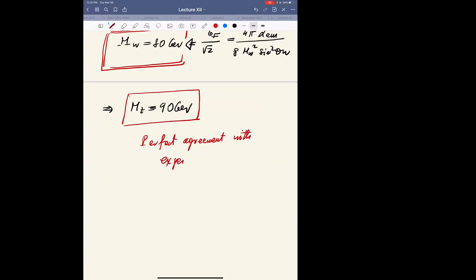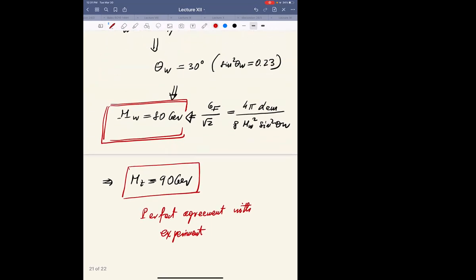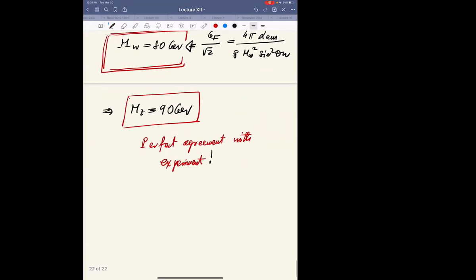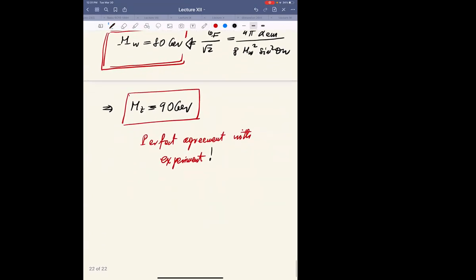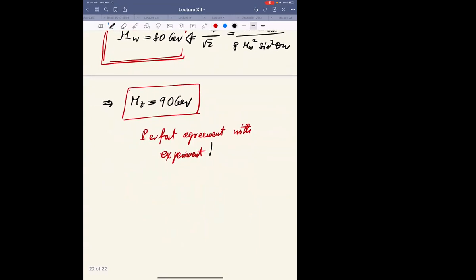Even when you do the loops, people have done loops to compute these masses. This was tree level. There is now high precision. As the time goes on, the Standard Model simply becomes more and more successful. Perfect agreement with experiment. This was new. Let me now finish.